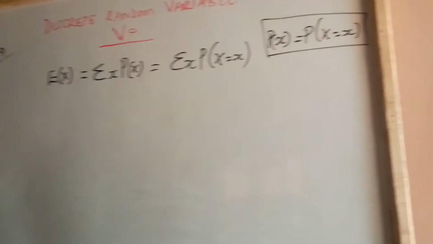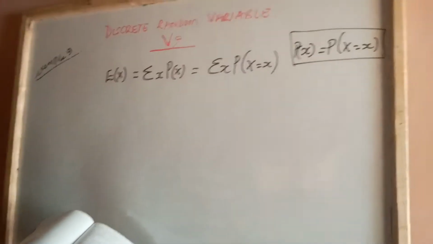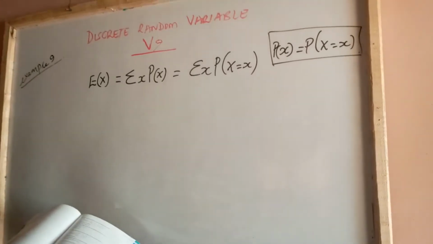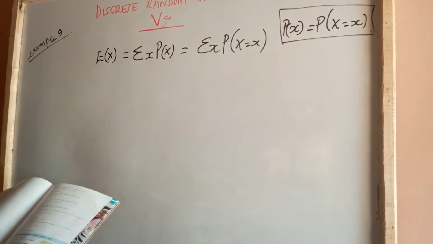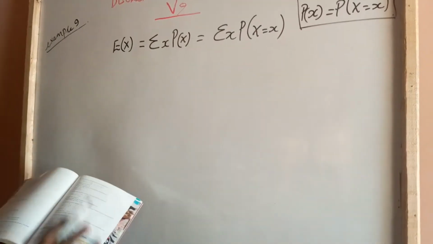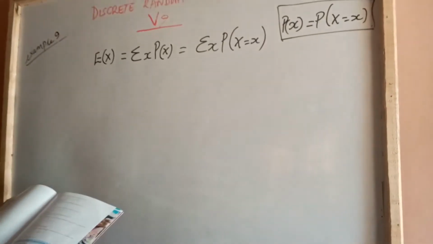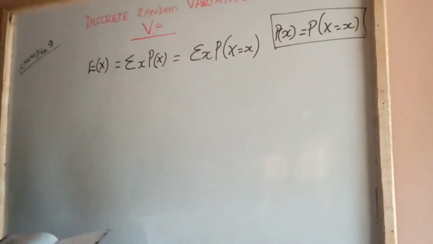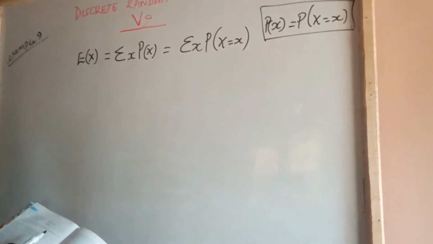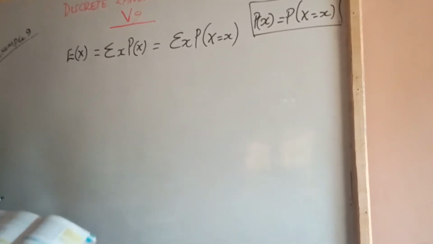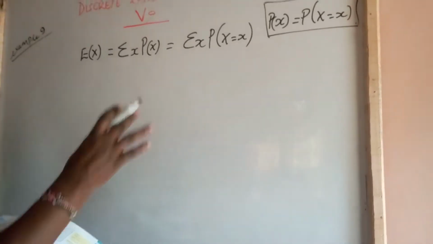The second point is that if you have a statistical experiment, a practical approach results in a frequency distribution and a mean value, and a theoretical approach results in a probability distribution and an expected value. So in example 9, we're going to find the expected value, which eventually is going to be the mean of x.